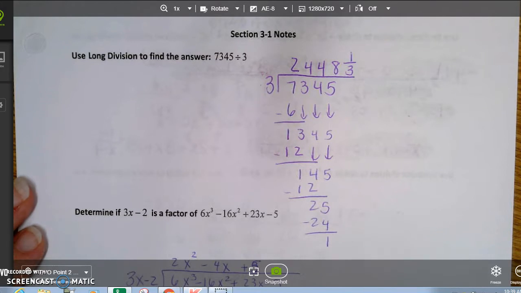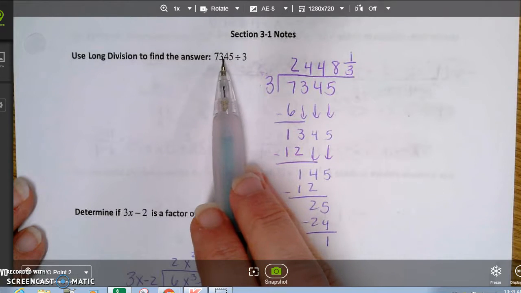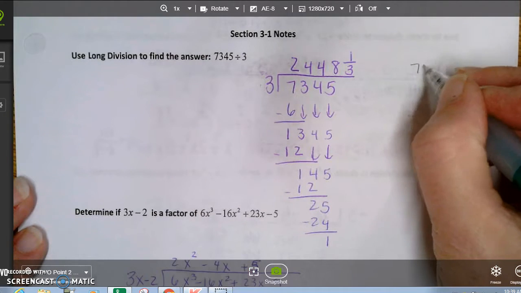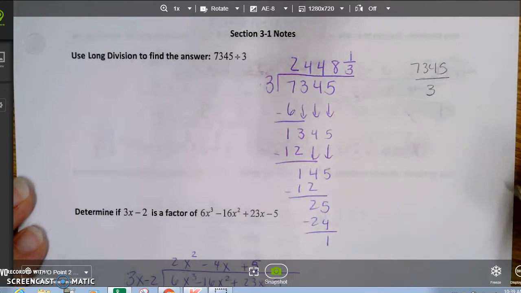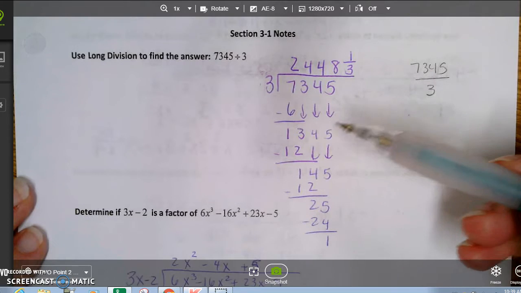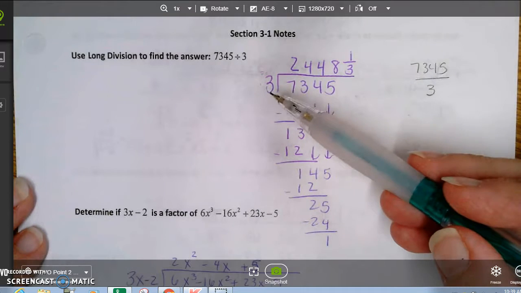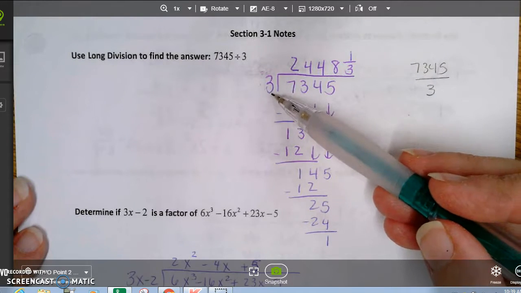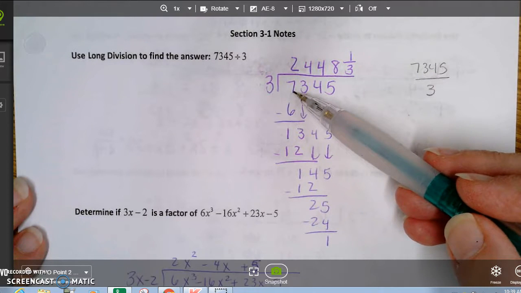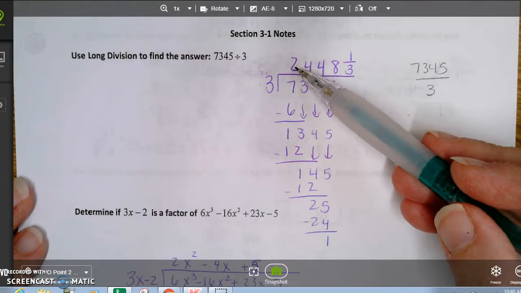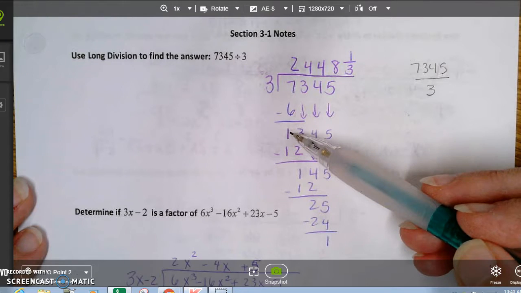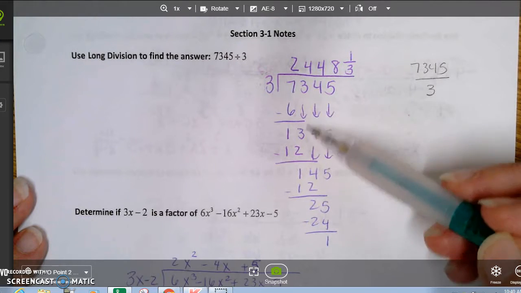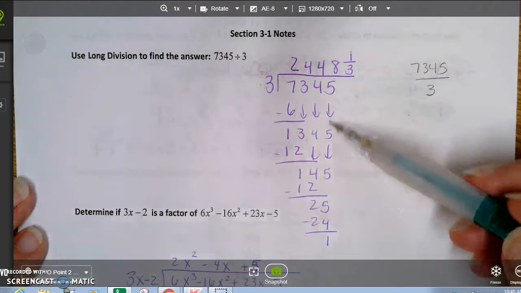So for long division, we're going to go back to elementary school, and we're taking 7,345, and we're dividing it by 3. Now we can put that in our calculator and get an answer, but you need to understand the process of how long division works. So remember, with long division, you're taking the 3 and seeing how many times it goes into the 7. So it goes in twice, and then you do 3 times 2 is 6, and that's what we put here. And then we subtract those two. Then we carry down all the other numbers. This is how I like to do it.